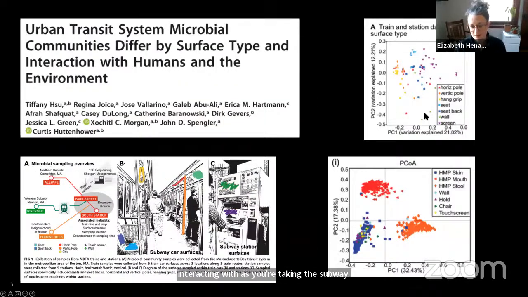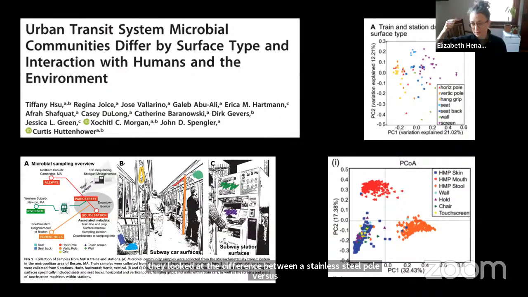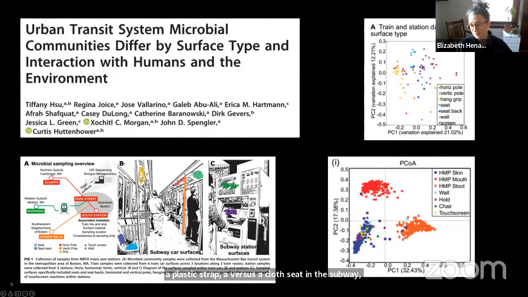This paper did a similar study in Boston, and what was really interesting is that they went a little bit further and started talking about the different materials in the subway system and how those materials would select for different microbial populations. They looked at the difference between a stainless steel pole versus a plastic strap versus a cloth seat in the subway. This is really starting to get to the aspect of design, where material choices made for the built environment were probably optimized for other things like durability and material properties like flexibility, and whether it's easy to clean. But they were actually also selecting for this microbial metric.